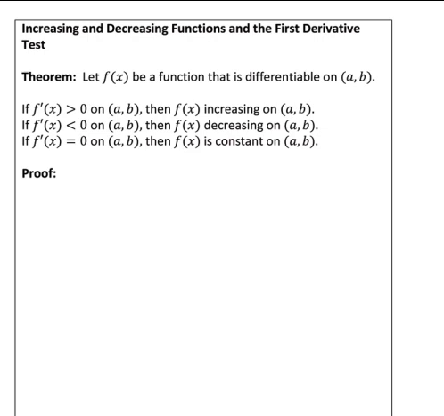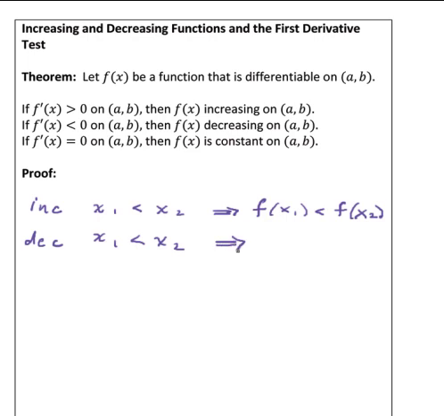First of all, let's see what increasing means. Increasing means that x1 less than x2 implies f of x1 less than f of x2. The second value is bigger than the first value, so the function's increasing. Decreasing would be, again, if x1 is less than x2, then we have the opposite situation: f of x1 is bigger than f of x2, so the second value is smaller than the first value.